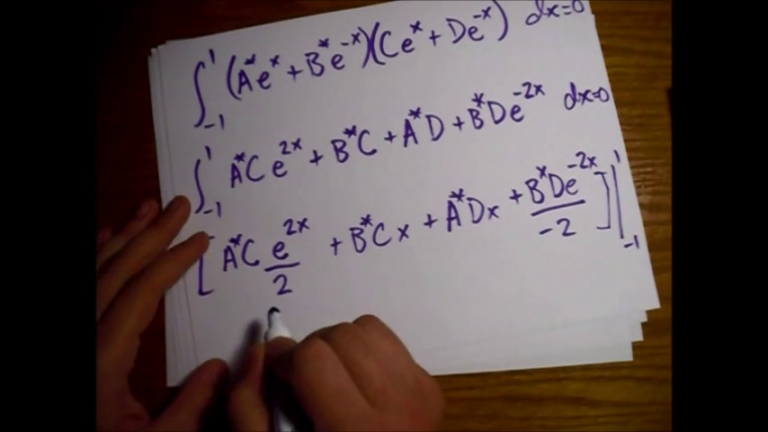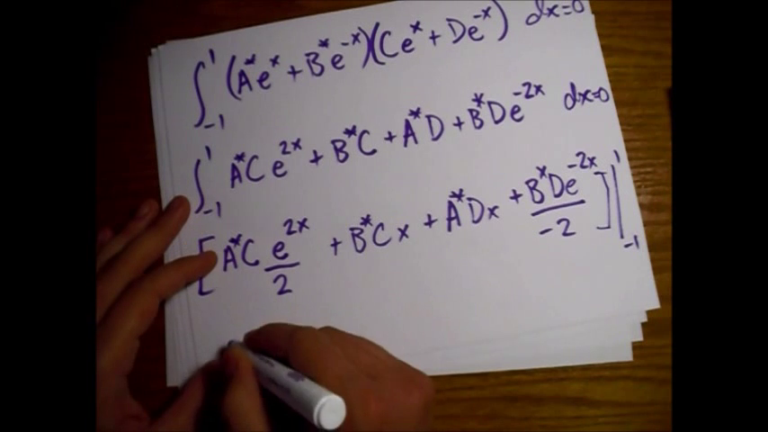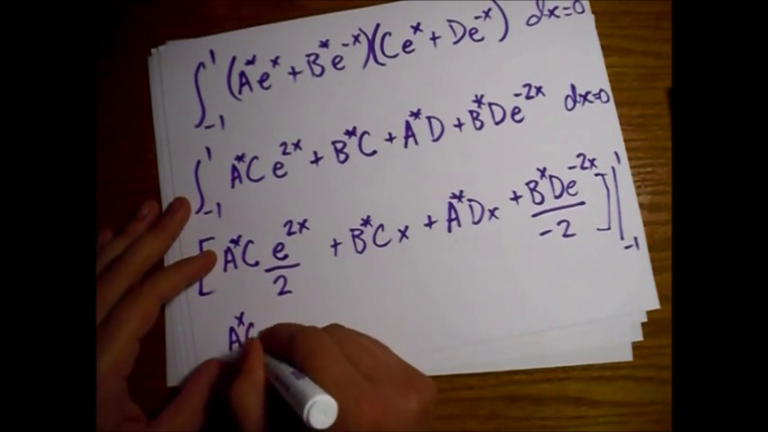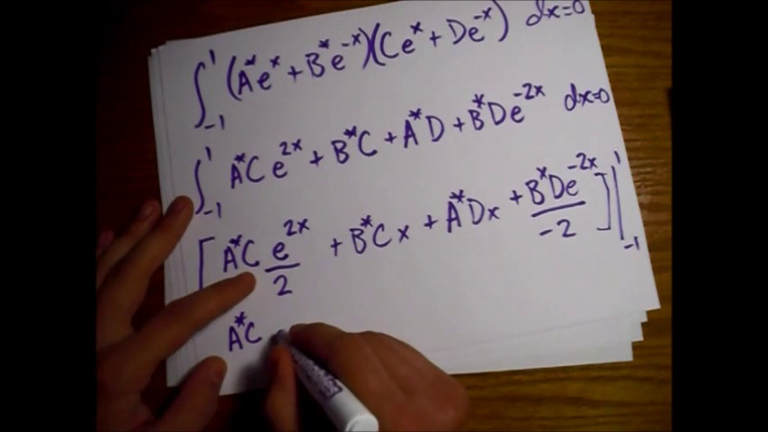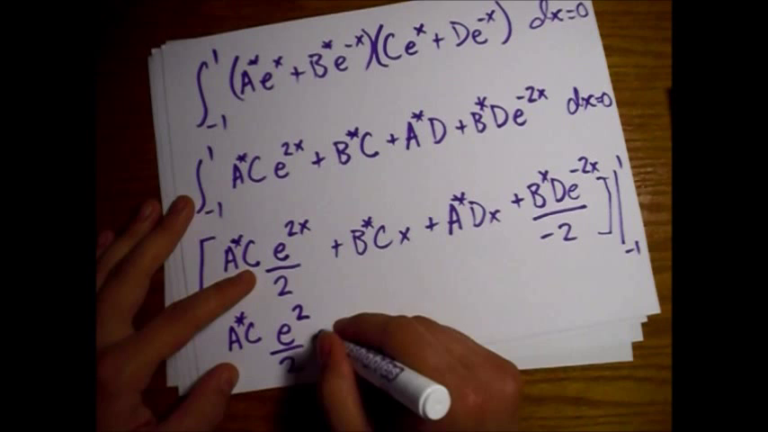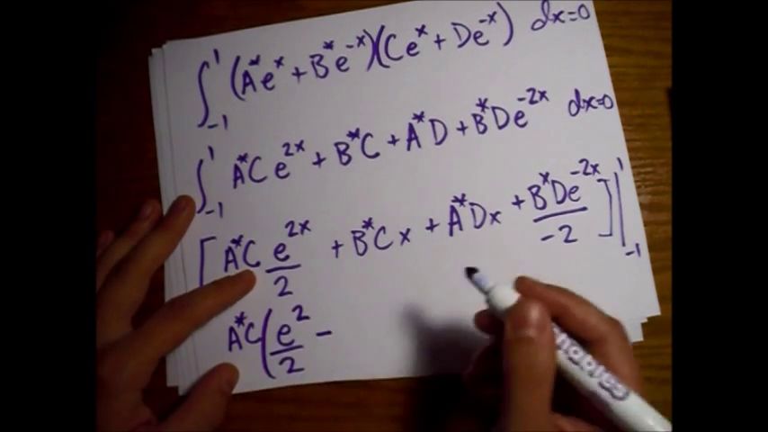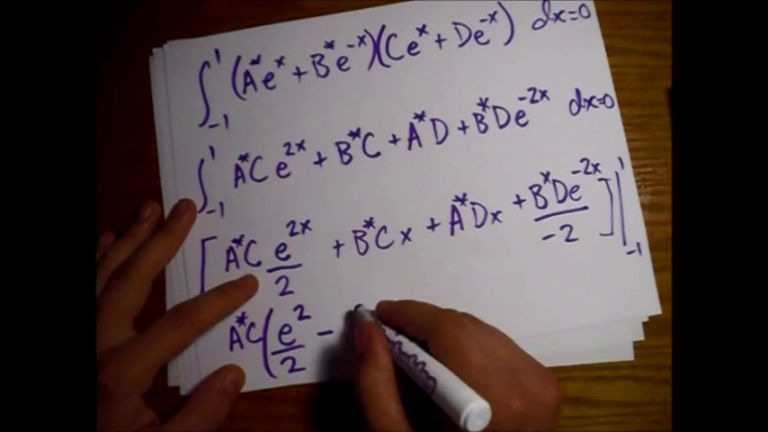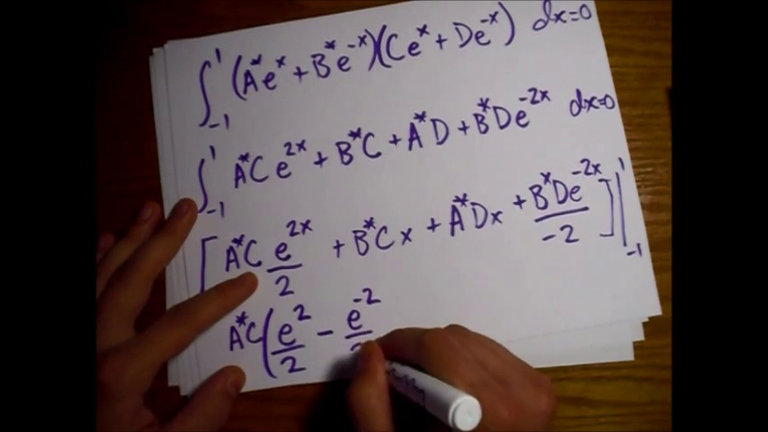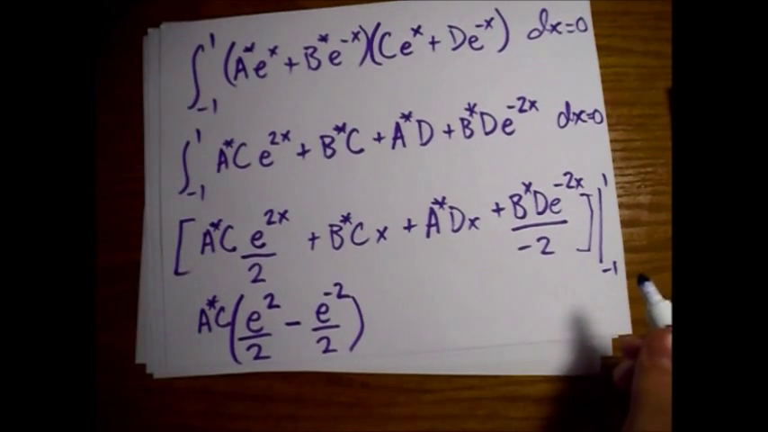So let's see what we have here. We have an A star C, e to the 2 over 2, minus, okay, I'm just going to bring that A star C out to the front, e to the minus 2 over 2.